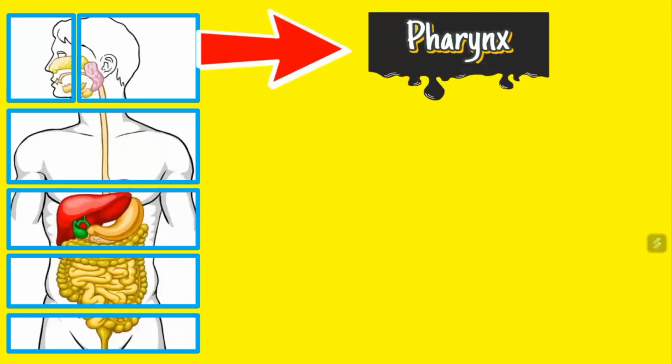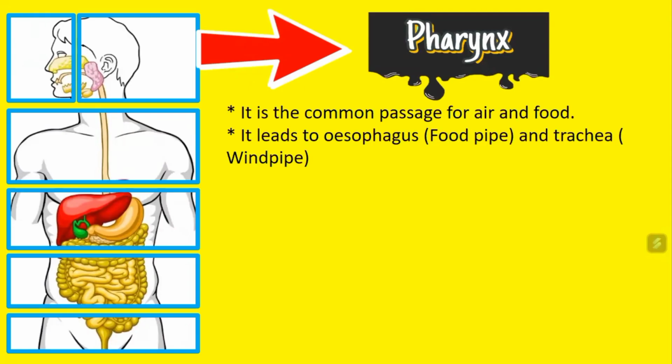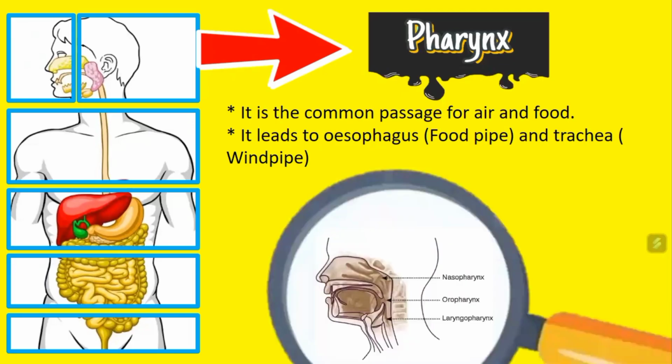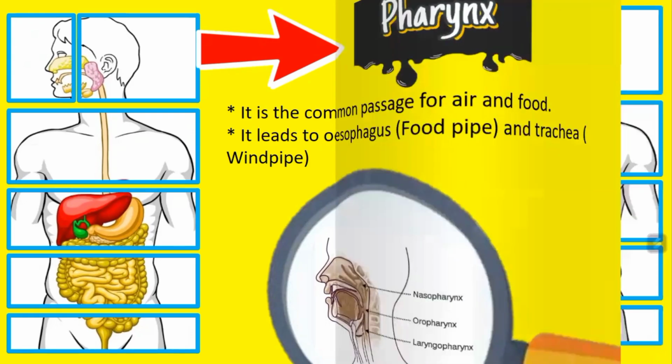Now, let's discuss some facts about the pharynx. The pharynx is the common passage for air and food. We can also say that it leads to the esophagus and trachea at the same time. The following diagram depicts the parts of the pharynx, which are the nasopharynx, oropharynx, and laryngopharynx.